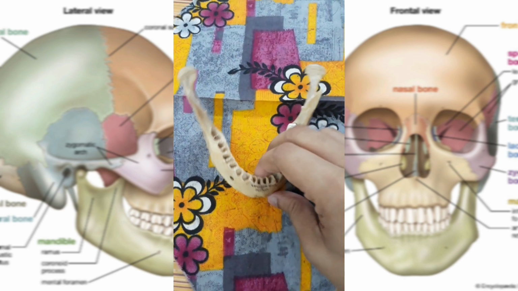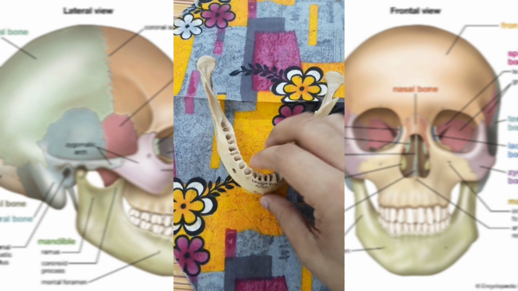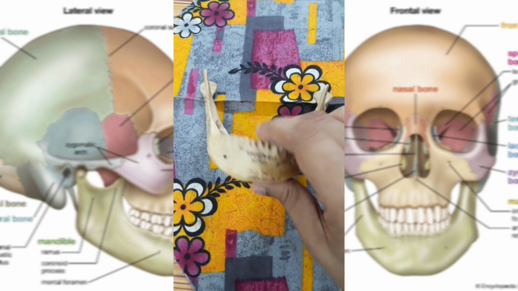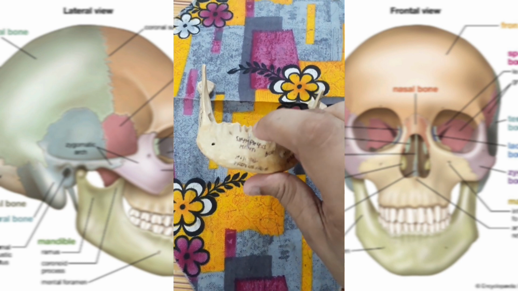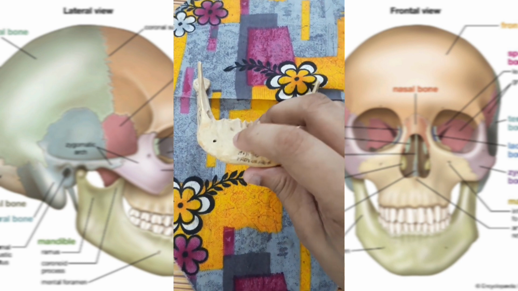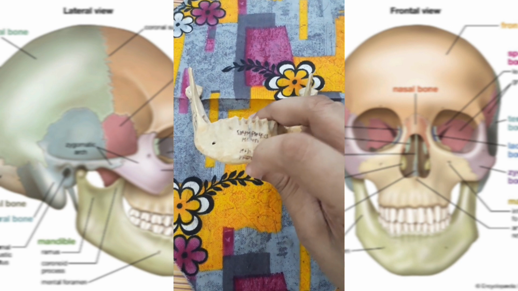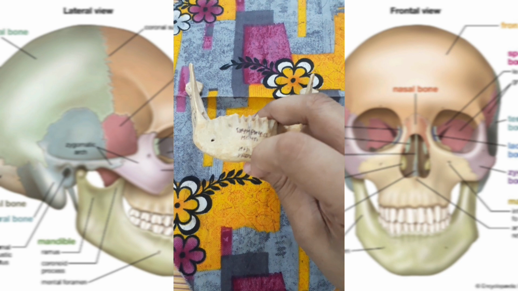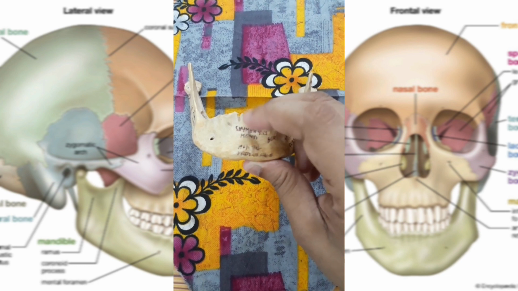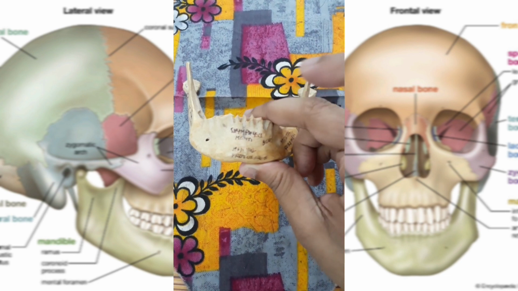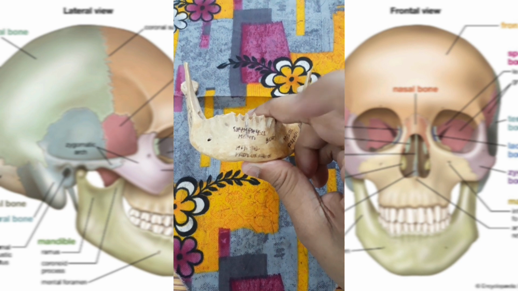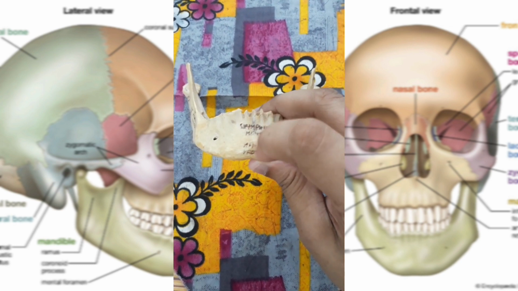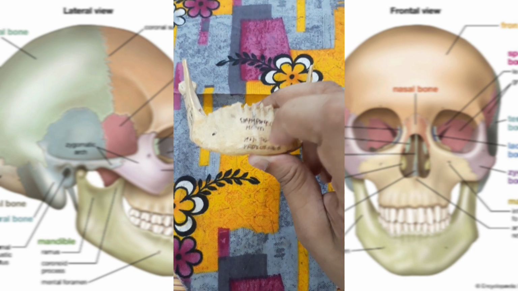Mandible body has two surfaces, that is the external surface and the internal surface, and two borders. These two borders are the superior border and the inferior border. The superior border is also called the alveolar border, and it bears the sockets of the lower 16 teeth. So the alveolar process is the upper border, and it forms the sockets of the teeth.